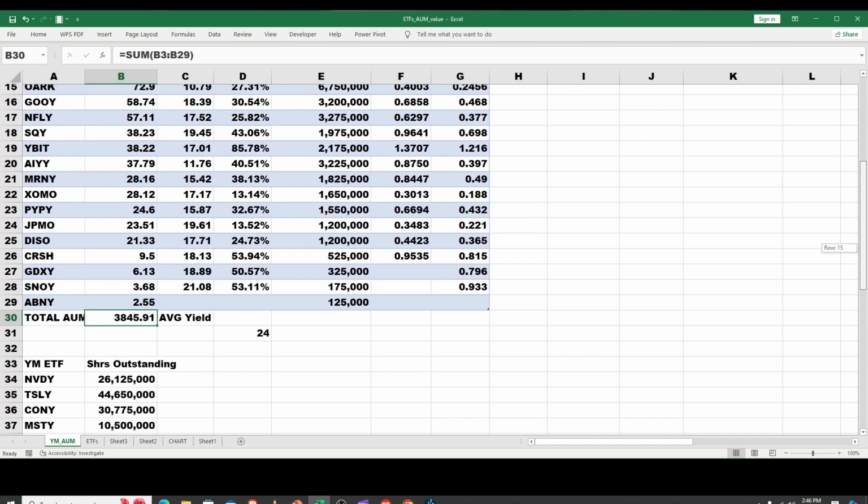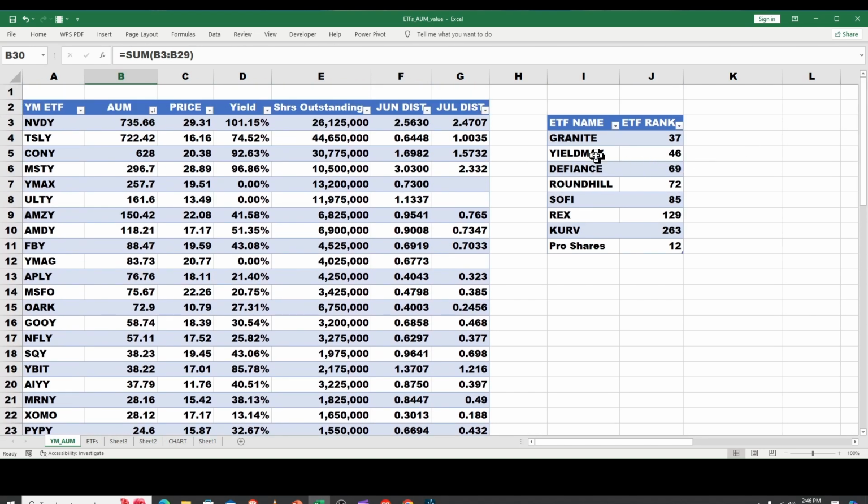So if somebody says, how's YieldMax doing? Well, YieldMax currently is the 46th largest ETF ranked by assets under management, which is the way they measure ETFs, right? So some of you may know about Granite. I really like Granite a lot. And they're kind of king of 2X, some 3X, and both inverse, bull and bear. They kind of have the most of anybody.